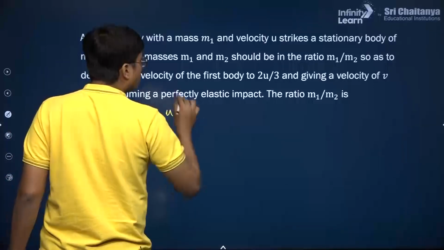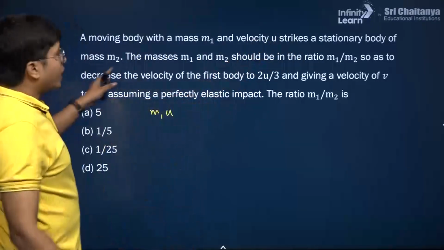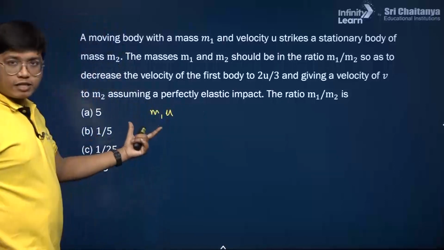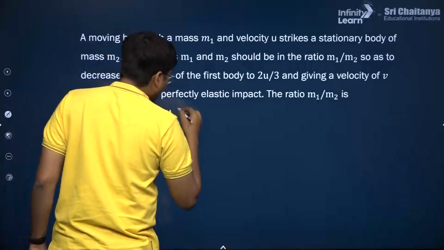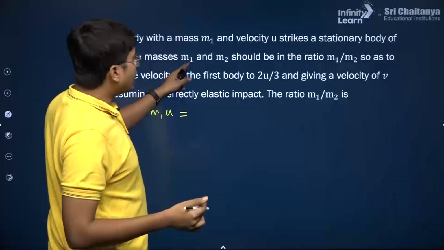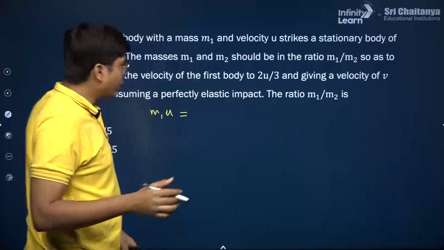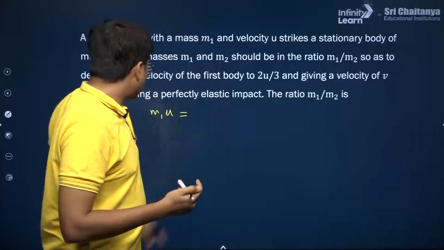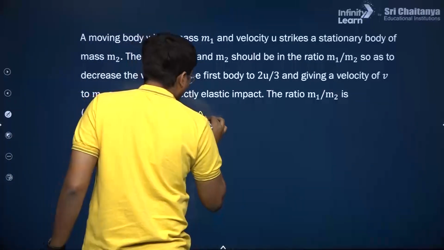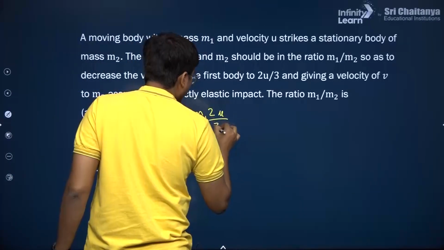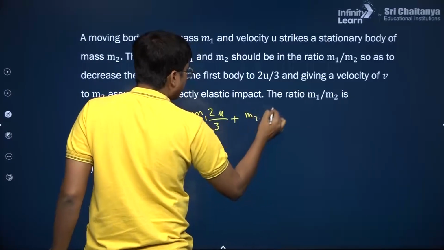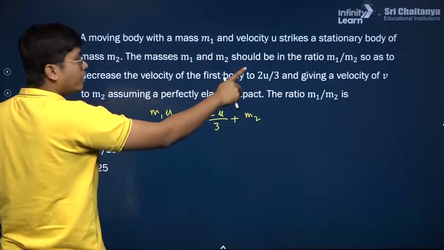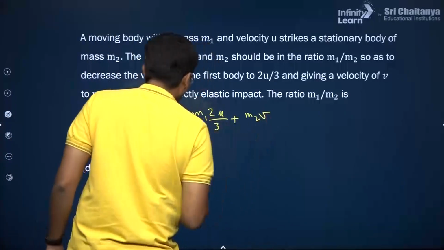So, we have m1u and that's it, because the second body m2 is at rest. This is the entire initial momentum. And that is equal to the final momentum where m1 is moving with a velocity 2u by 3. Since it's decreasing, velocity means it's moving in the same direction. So, this one is going to be m1 into 2u by 3 plus you have m2 moving with a velocity v given over there, m2v.